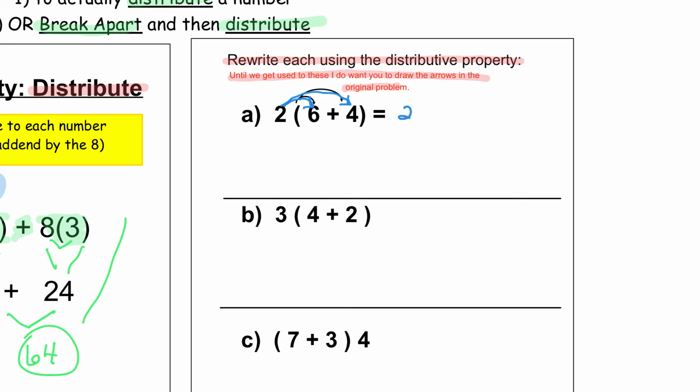So it's 2 times 6 plus, and then I have my 2 times 4, and I'm putting that in the parentheses. Then neatly, I just work my way down. Now I can just solve it. 2 times 6 is 12, plus 2 times 4 is 8, and 12 plus 8, final answer is 20, and you are done.